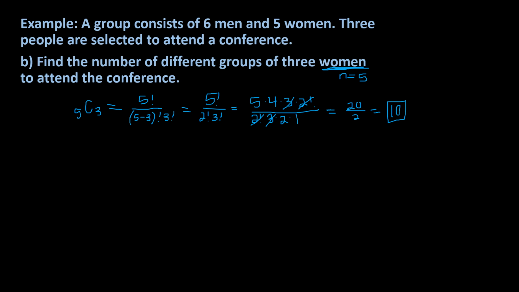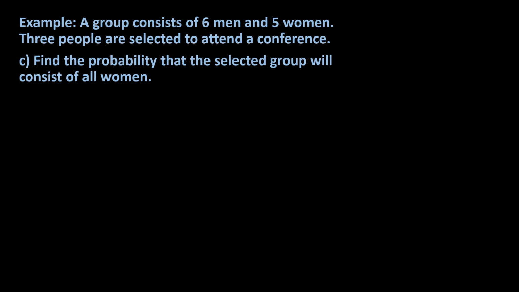Alright, part C. Find the probability that the selected group will consist of all women. So probability of all women. Now probability, remember that's our fraction. We're taking how many we want, so how many groups of all women, over total, so how many total groups could we make?